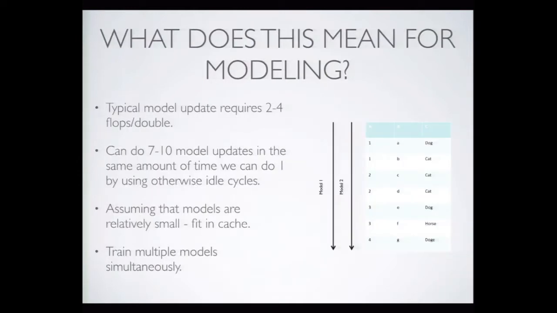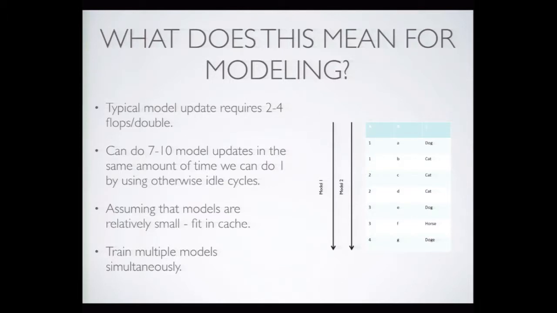So what does that mean for modeling? Well, a typical model update, one of these deltas I talked about earlier, basically requires something on the order of 2 to 4 flops per double. And this is going to vary depending on how complicated your model is, but for sort of the bread and butter ones, this is about what we see. So what that means is this, with this 25x impedance mismatch, we can do something like 7 to 10 model updates in the same amount of time, by using otherwise idle cycles. And so this is pretty cool. It means that we can actually train maybe 7 to 10 models in parallel, in the same amount of time we train one. Again, assuming that models are kind of small and fit in cache and we're not shuffling them back and forth in and out of main memory.